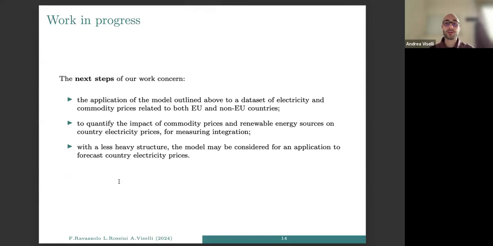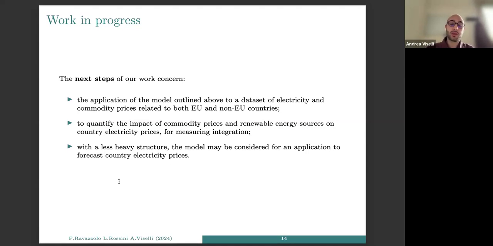So this is what we have developed until now. We want to apply this model on a data set of electricity, commodity, and renewable energy sources, for which we have data concerning both EU and non-EU countries. We have 10 countries in our data set. We want to quantify the impact of the commodity prices and RES on the country electricity prices, and this is good for measuring integration across European countries.